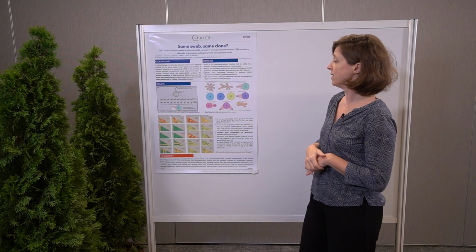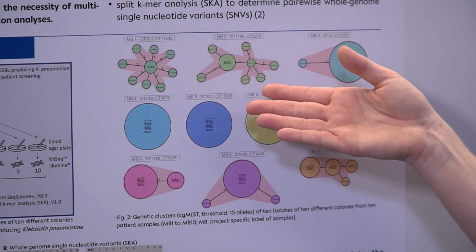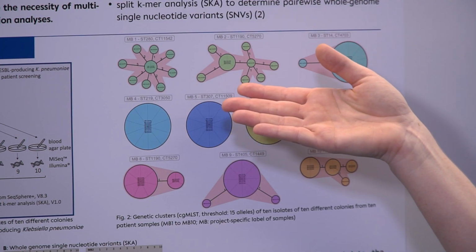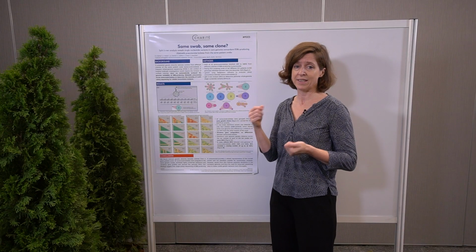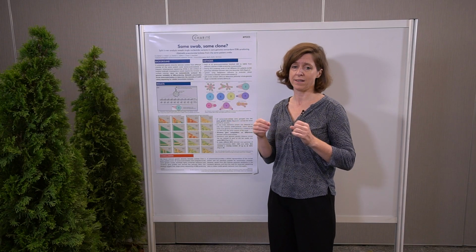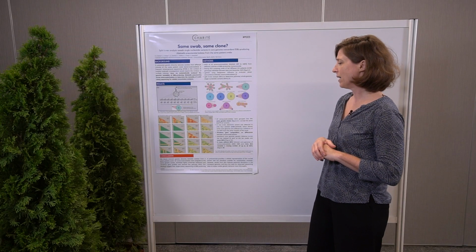Most importantly, all the same swab isolates were grouped into the same clonal clusters with a maximum distance of 3 alleles. And regarding the resistance gene content and the virulence gene content, they were almost identical. They carried the same ESBL gene variants and had the same composition and content of virulence genes.